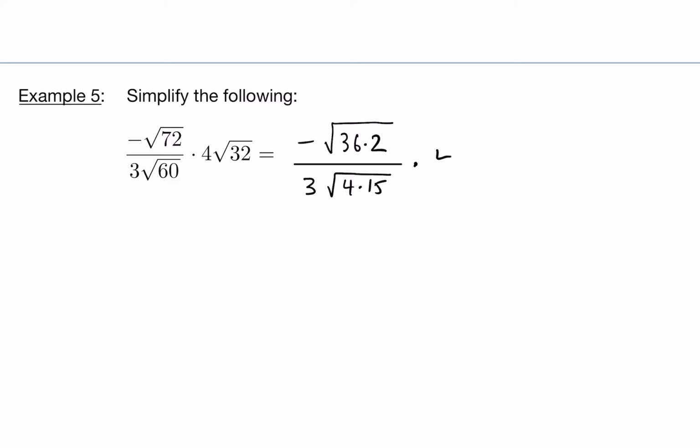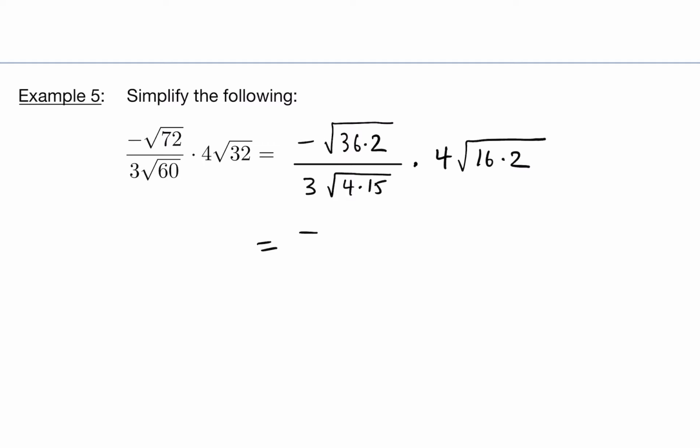Okay, and then the third term, times 4 square root of, factors of 32 would be 16 times 2, where 16 is the largest perfect square. All right, so let's go ahead and simplify this. This becomes negative.